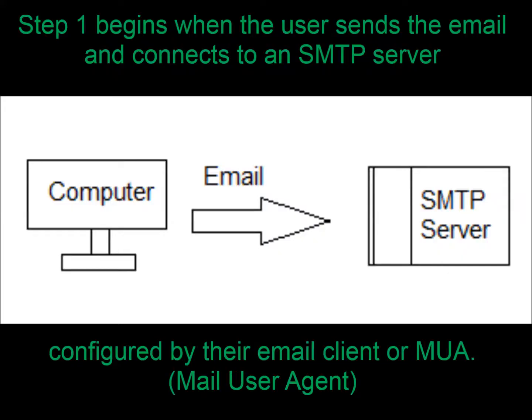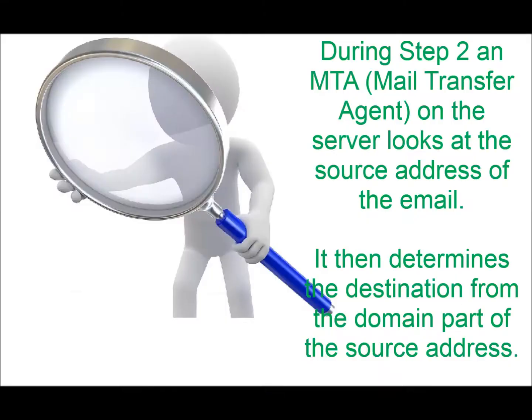Step 1 begins when the user sends the email and connects to an SMTP server configured by their email client or MUA. During step 2, an MTA on the server looks at the source address of the email. It then determines the destination from the domain part of the address.